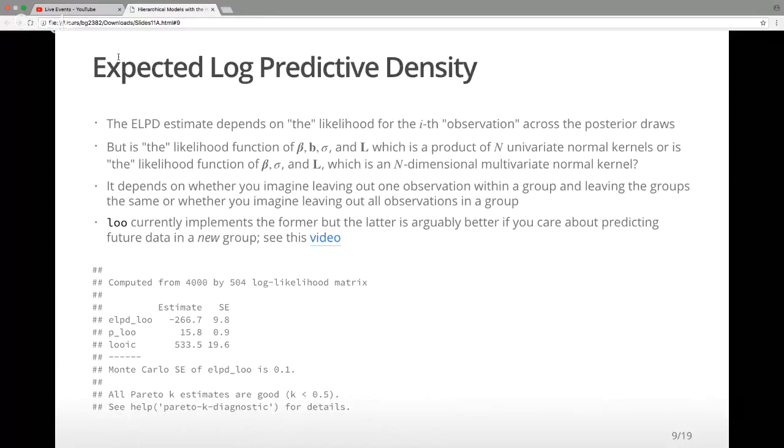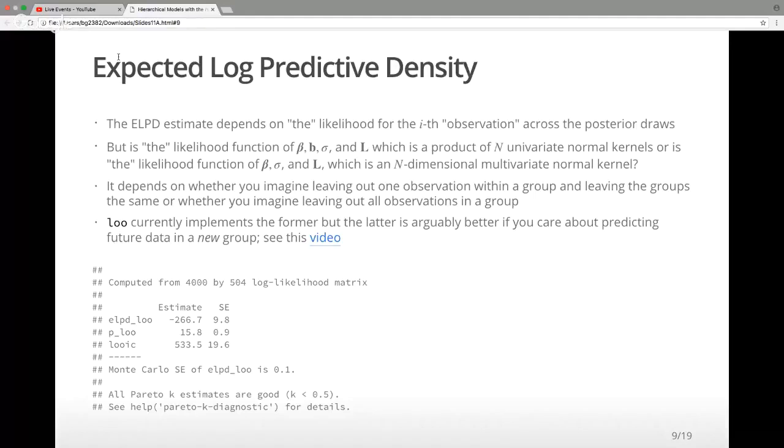So are you leaving out observations with the same groups, or are you leaving out a whole group? That governs which likelihood function you want to do. Now, what Lou currently implements is the thought experiment where you're leaving out one of the 504 observations, but keeping the predictions confined to these 7 chimps. But the other way, integrating out the group variables, is arguably better if the criterion that you have utility on is, can I predict a future chimp better for the whole raft of things?